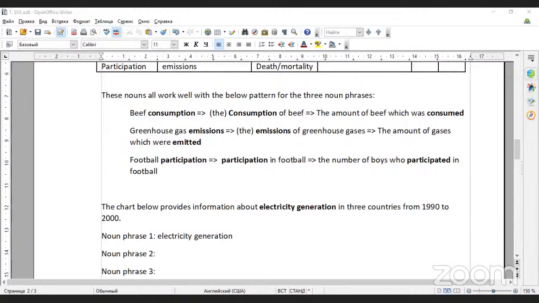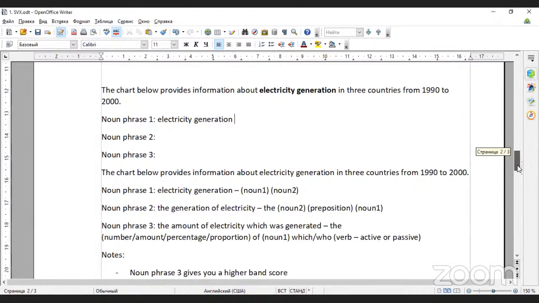Okay, Karina, amount. Well, first of all, you could say the amount of generated electricity, but it would be much better if you said the amount of electricity which was generated. That's one way. But you can also say the amount of generated electricity. That's true. All right, so here are my options.